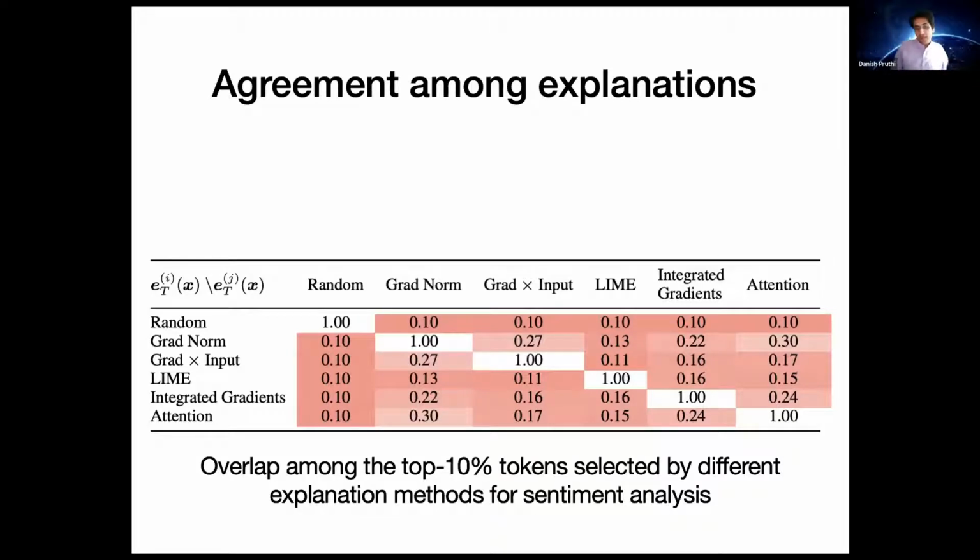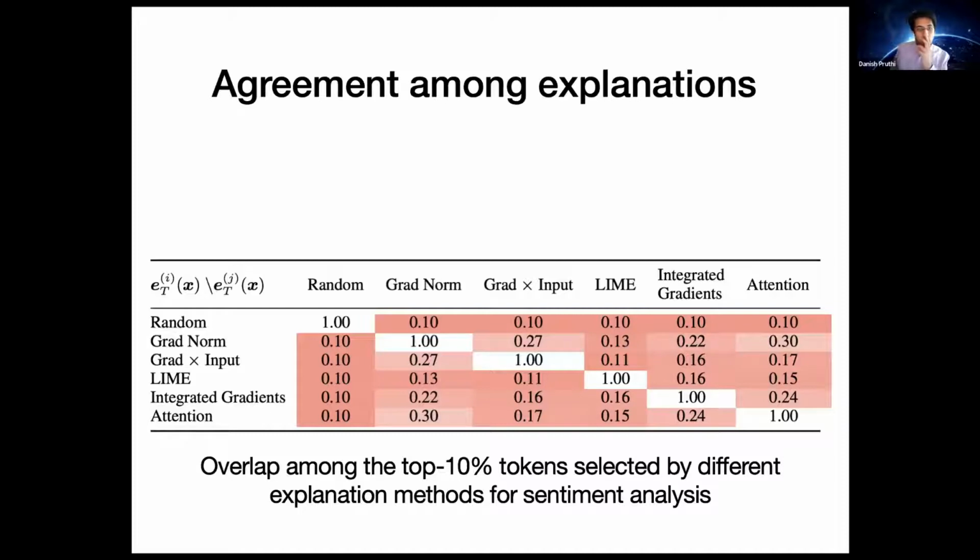And as you can see, the overlap is really, really low. So this graph is a lot more red than it should be. And the maximum overlap that I see between two techniques is only 30%, which is remarkably low. So these explanations differ a lot, and yet most papers claim that these are the right explanations based on evaluation techniques that are not very rigorous.